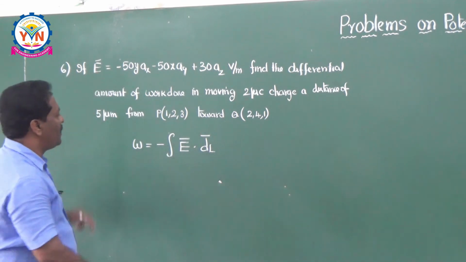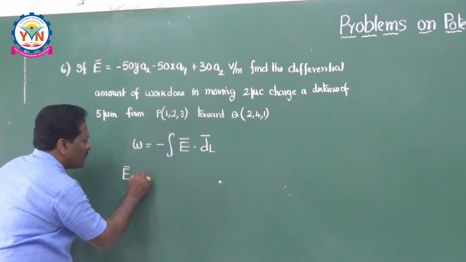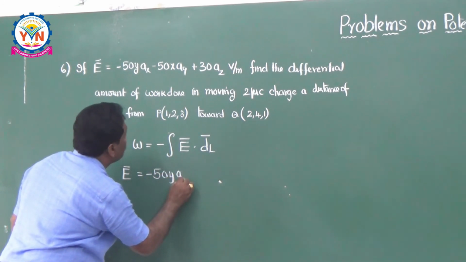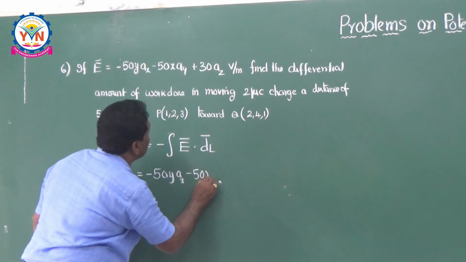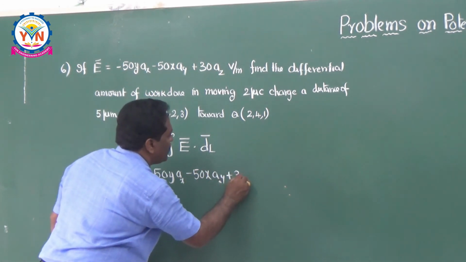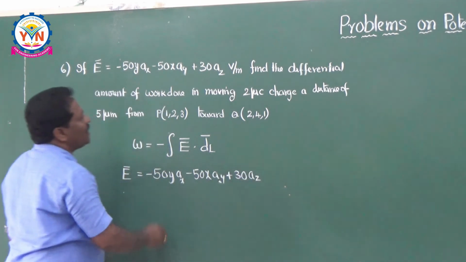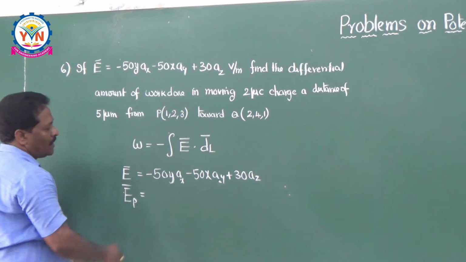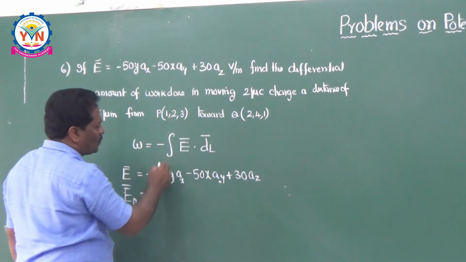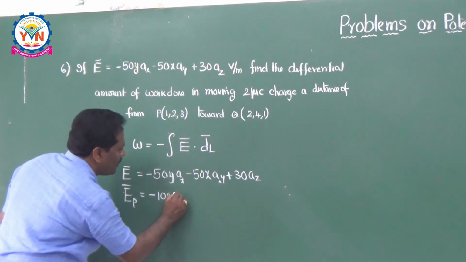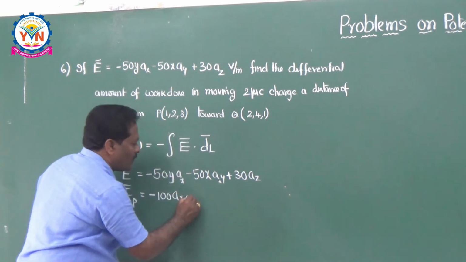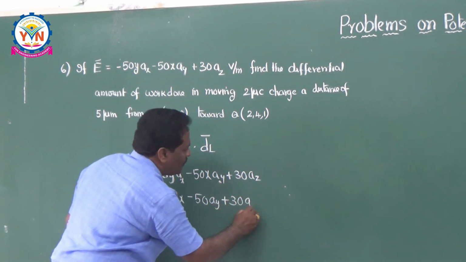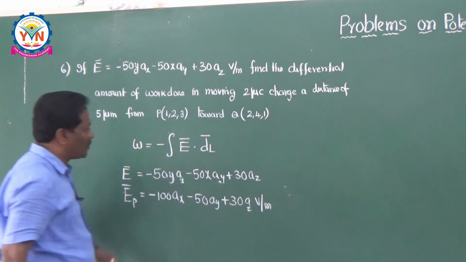So here it is already given. What is E bar here? E bar is equal to minus 50y Ax minus 50x into Ay plus 30 Az. So at the given point P, E bar at P is equal to minus 50, here y is equal to 2, that means minus 100 Ax, and x is equal to 1, minus 50 Ay plus 30 Az volt per meter. So this is the electric field vector you have to use here.